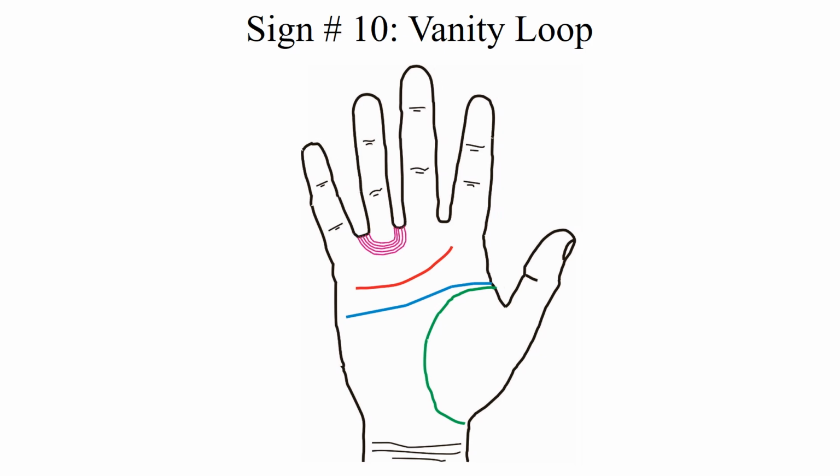Sign number 10. Vanity loop. The vanity loop is located inside Mount Apollo, or could encompass the whole Mount of Apollo. The person, having this sign, would possess a strong sense of pride, and would be very self-confident. Such a person would be very concerned about the self-image, and would be very sensitive to criticism.